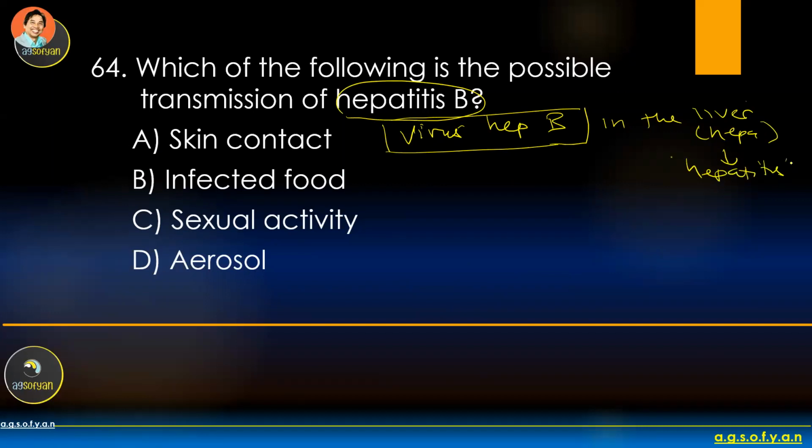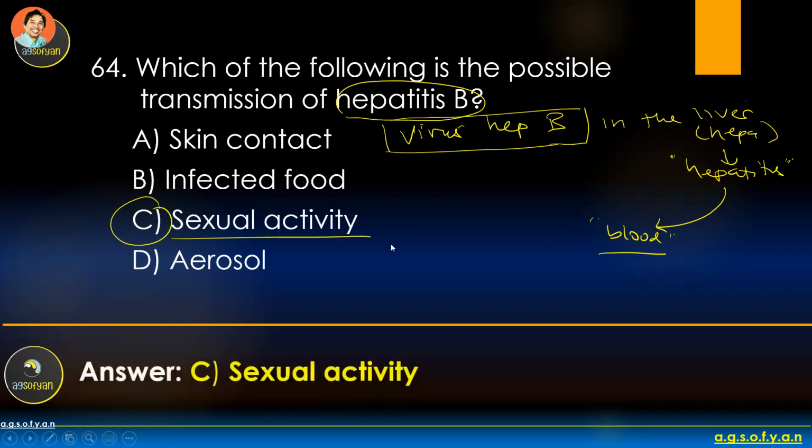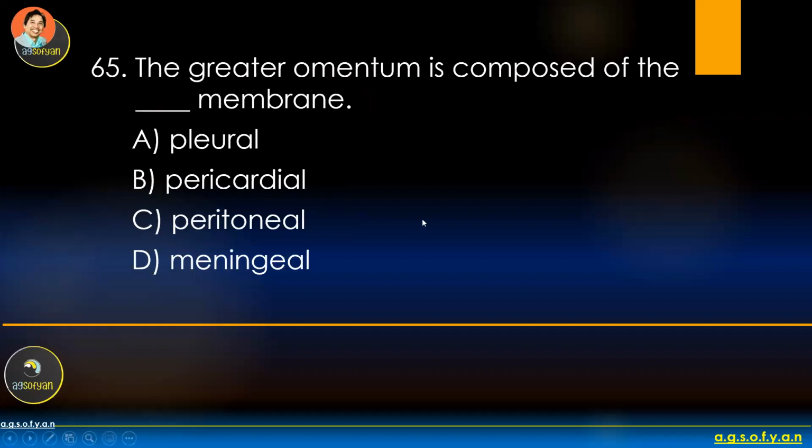So when they reproduce in the liver, it will be carried by blood, and also carried in other fluids like sperm. Therefore, the things that cause transmission of hepatitis B may be blood transfusion and also sexual activity. So that's the possible transmission of hepatitis B.